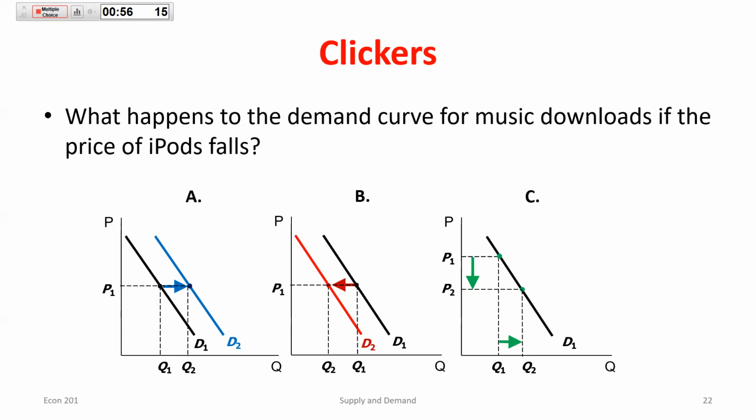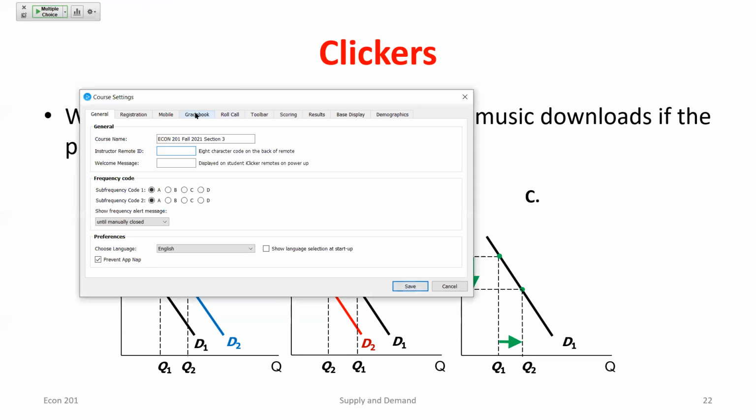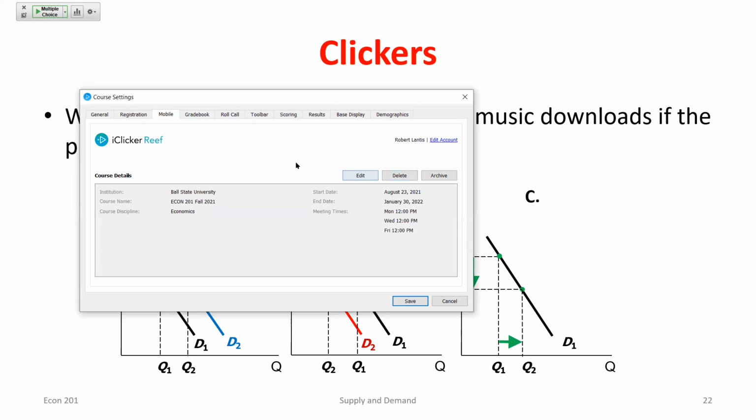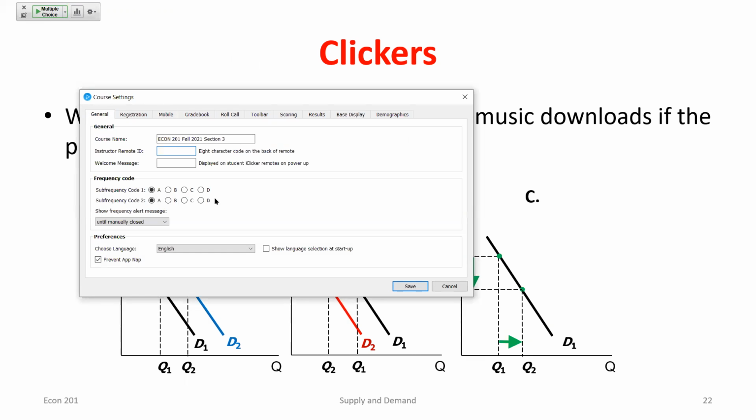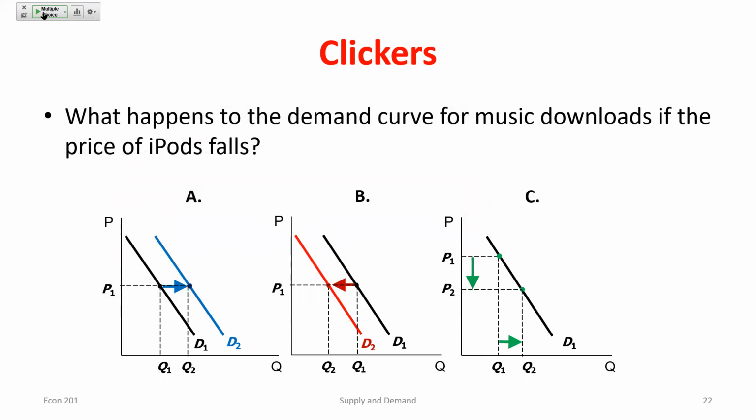Is anyone else using the app? It's not showing up. Okay, let me. I might have to ask you guys to answer this again. And let's make sure I didn't mess with the course settings. So it should be showing up as Econ 201 Fall 2020 Section 3. So let's try this one more time. I had this working in my other section. Is it still not showing up?